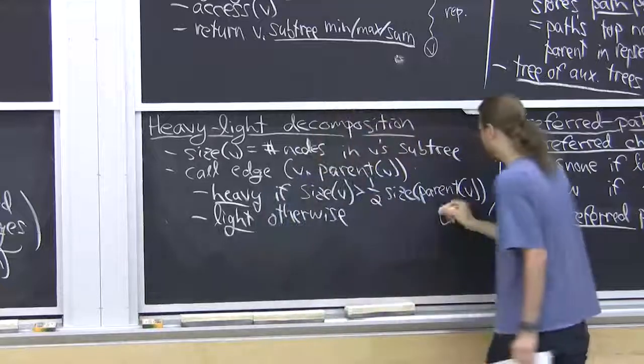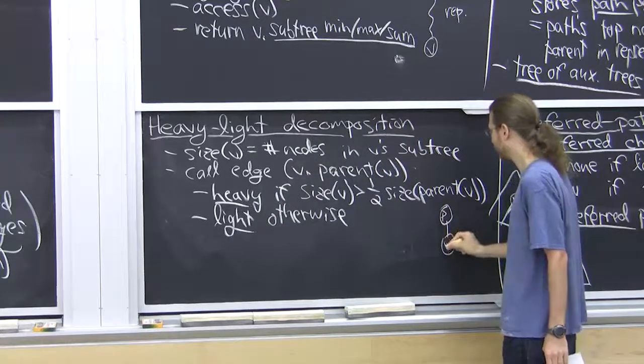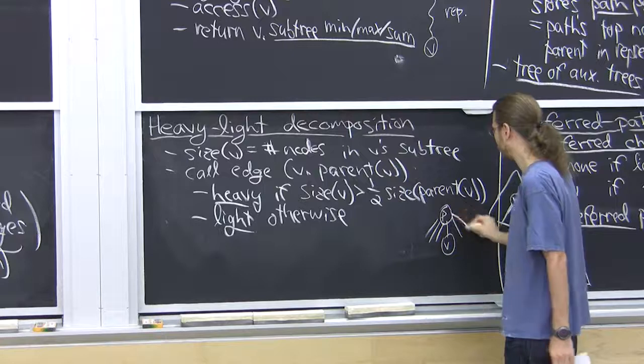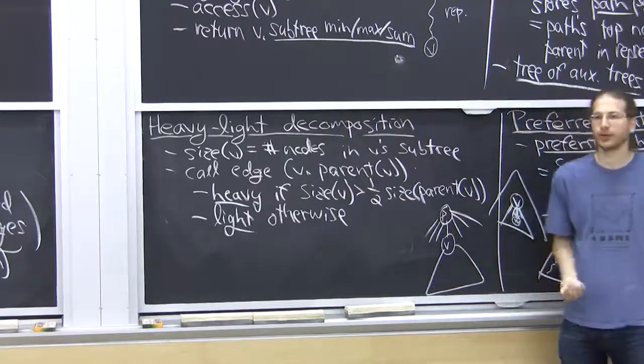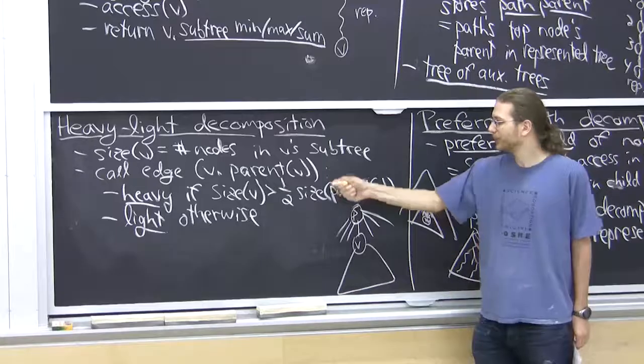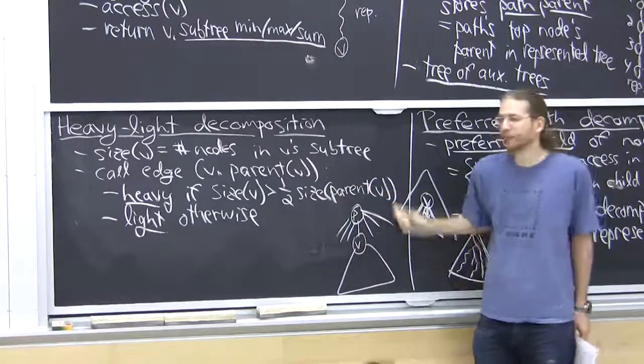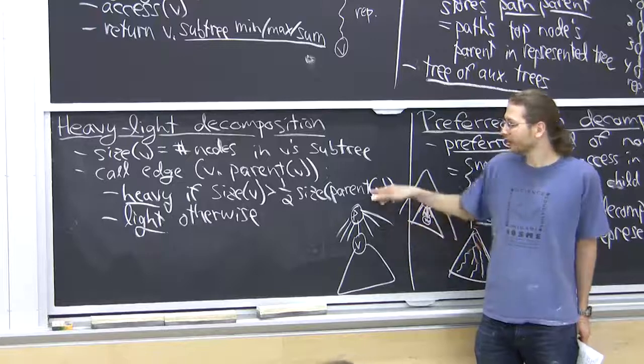Okay, so we have a parent P, which has some child V, and loads of other children. I just want to know, is V the heaviest of all your children? That's one way to define it. But in particular, is it bigger than half of the total weight of P?